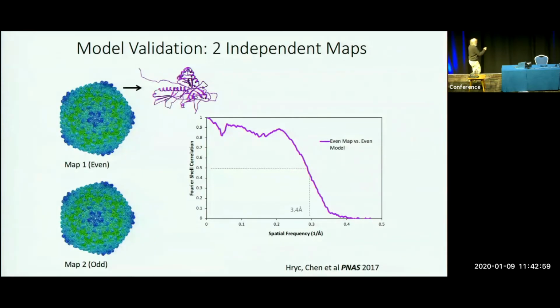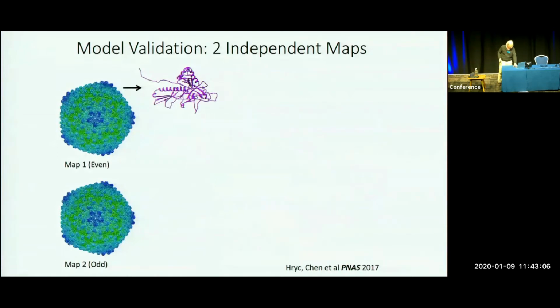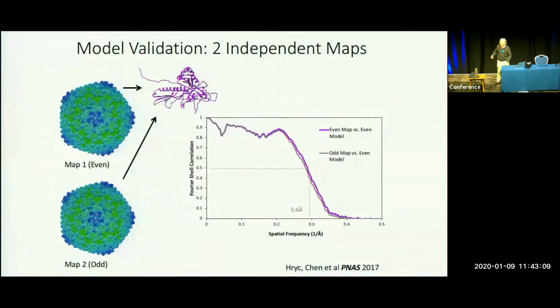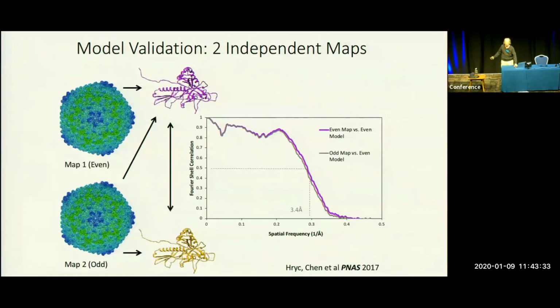And then with this model, we can compare with the other map, which the model has never seen before. Then we can compute another Fourier cell correlation in the red curve. So you can see, if these two data sets are done properly, one model would compare favorably with the map from another data set. And then we can also compute another model from the second set of data, and then you have two models, and we can compare those two models as well.